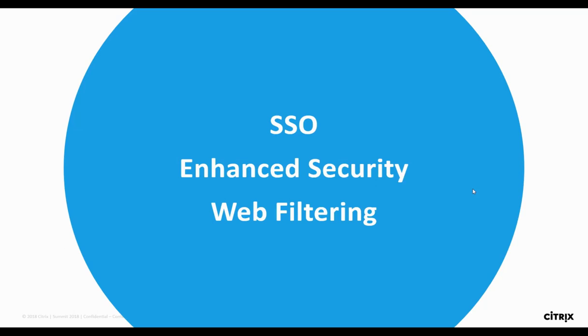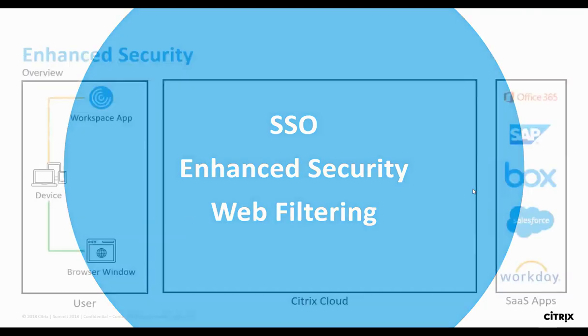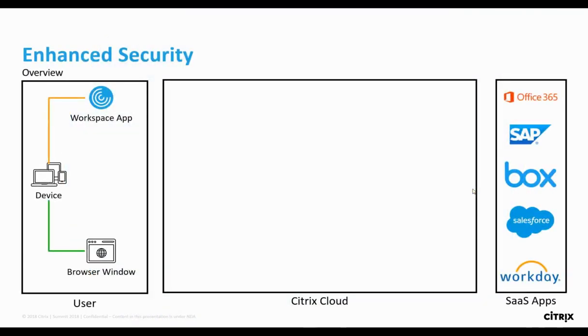All right, single sign-on, enhanced security, and now web filtering. So this is the third aspect of access control. I said there are going to be three, and this is number 3, web filtering. So we're back to our conceptual diagram here. Now with web filtering, you as the user select a link within the SaaS application.